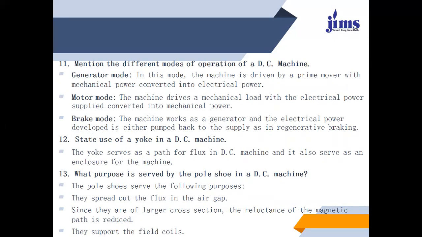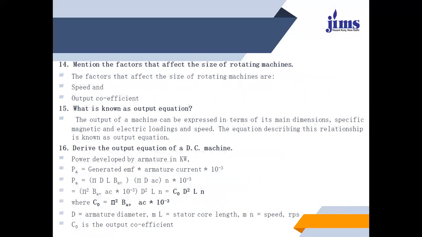State the use of a yoke in a DC machine. The yoke serves as a path for flux in the DC machine and it also serves as an enclosure for the machine. What purpose is served by the poles in a DC machine? The poles serve the following purposes. They spread out the flux in the air gap. Since they are of larger cross section, the reluctance of the magnetic path is reduced. They support the field coils too. Mention the factors that affect the size of a rotating machine.